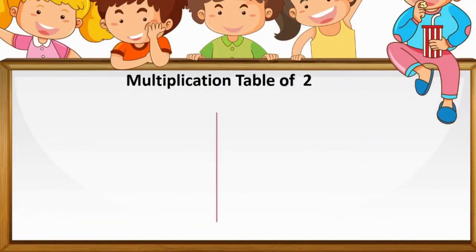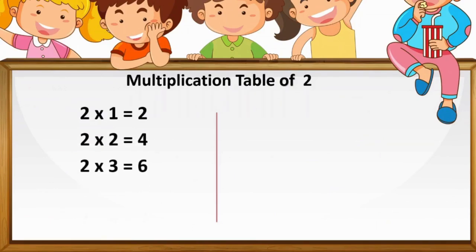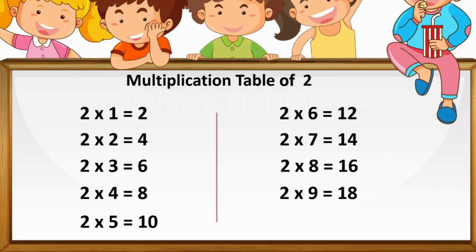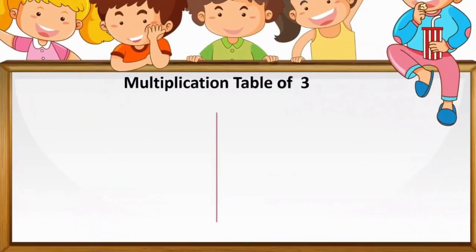Multiplication table of 2. 2 ones are 2. 2 twos are 4. 2 threes are 6. 2 fours are 8. 2 fives are 10. 2 sixes are 12. 2 sevens are 14. 2 eights are 16. 2 nines are 18. 2 tens are 20.